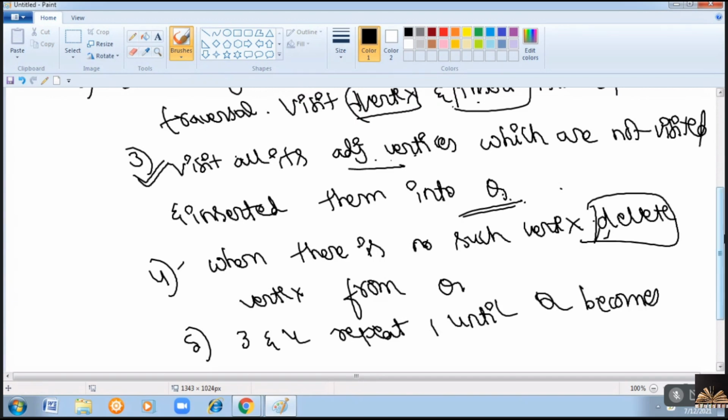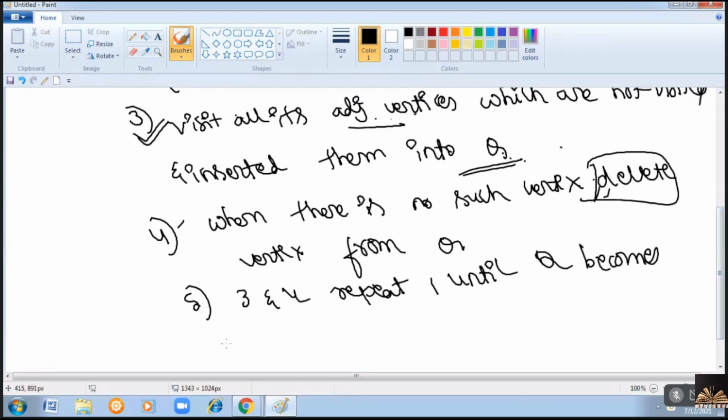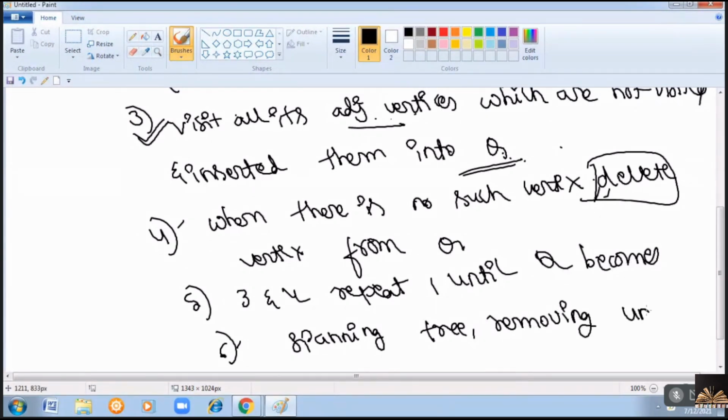Once your Q is empty, the last step is you can get the spanning tree, right? How will you get the spanning tree? By removing the unused edges in the given graph.